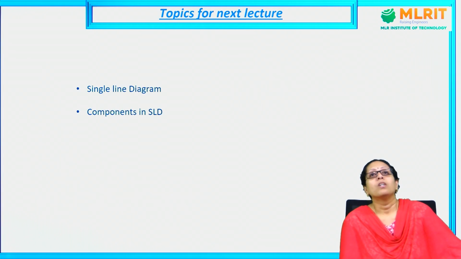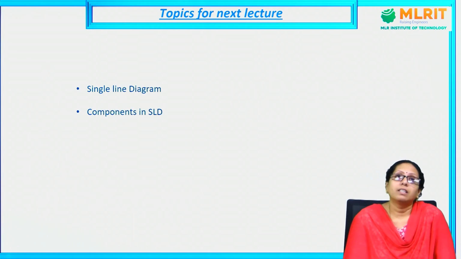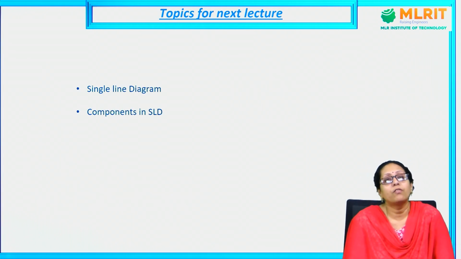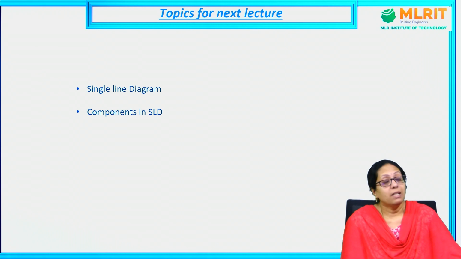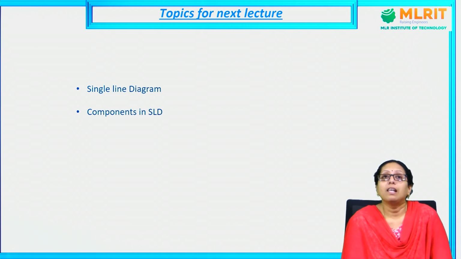So today we have learnt about different types of electrical accidents and the protection devices which are used to avoid these electrical accidents. In the next session, we'll be learning about topics like single line diagram and different types of components which are used in the single line diagram.